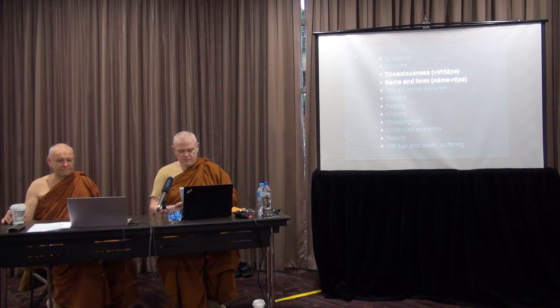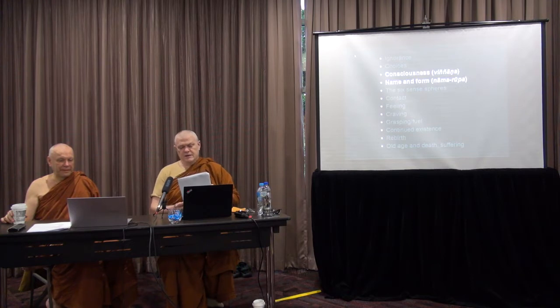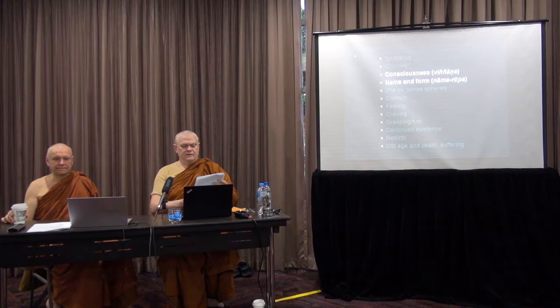We talked about some of the myths about dependent origination. We discussed conditionality, both in the abstract and in how it's applied in the particular context of dependent origination. Then we began looking at the different factors: ignorance, that's avijja, sankharas, its choices, and consciousness, which is vijnana, and different aspects of these, and to some extent the relationship between them.